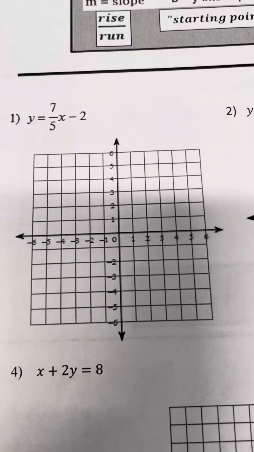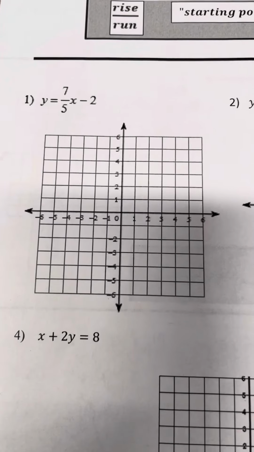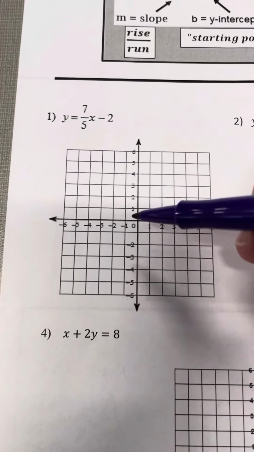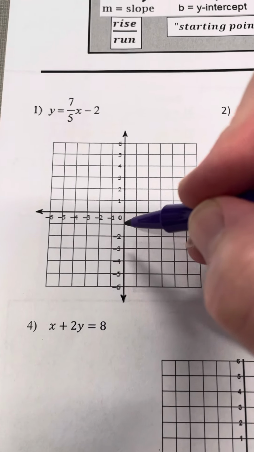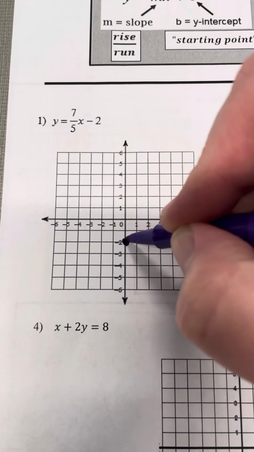So we're going to do one really quick together here, just so that we kind of get an idea of basic graphing, right? You did this early on. So on this one, we've got a negative 2, so I'm going to go down to the negative 2, and that's where I'm going to put my starting point.